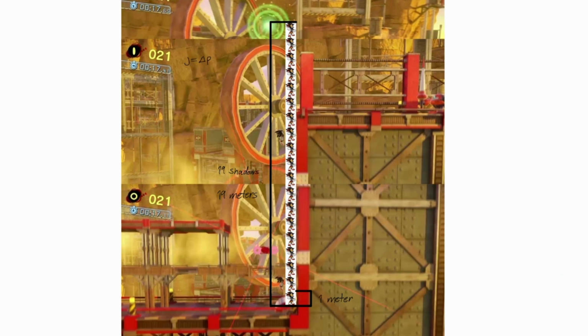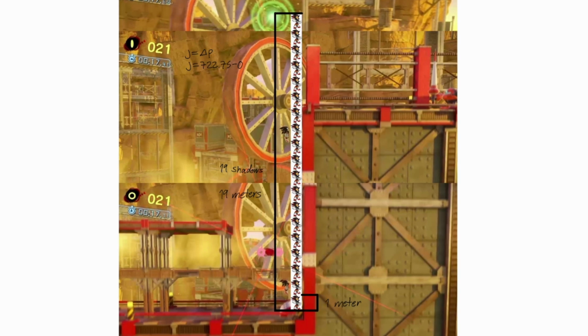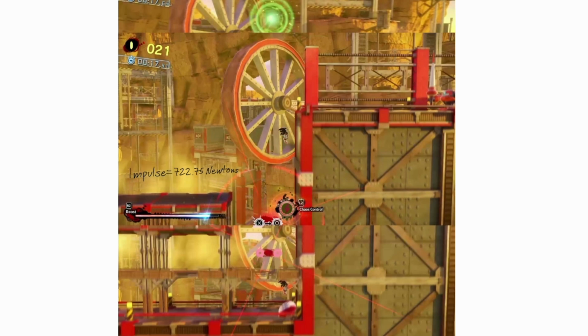The change in momentum can be found by subtracting the first momentum value from the second momentum value. This gives us a change in momentum of 722.75 kilogram meters per second and an impulse of 722.75 newtons.